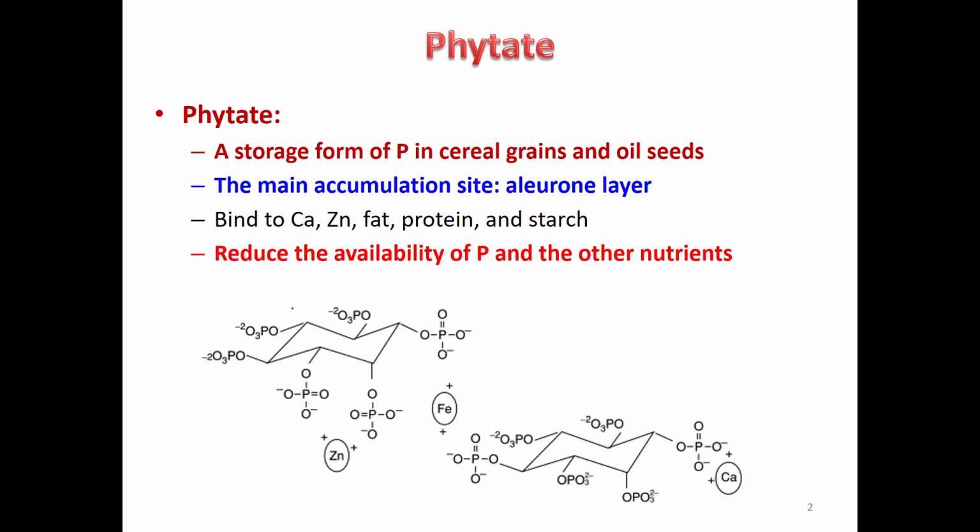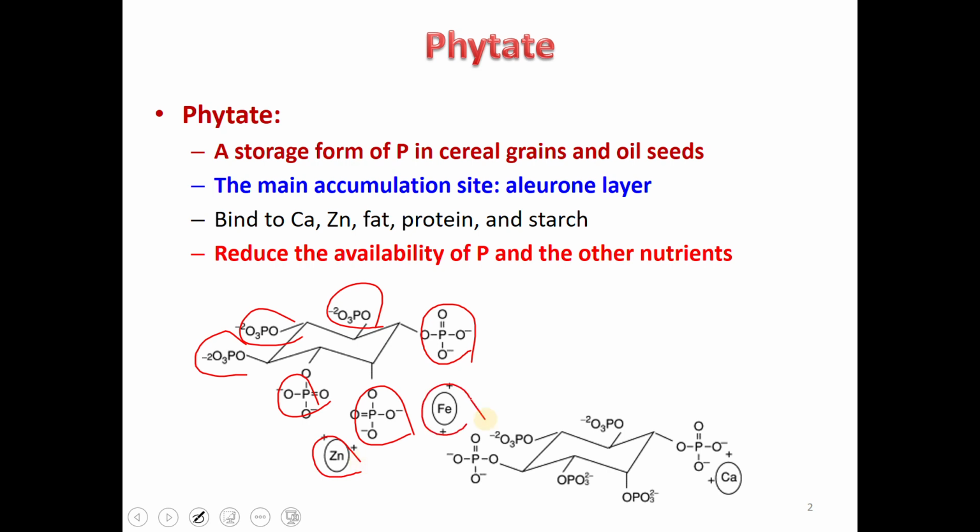And because this phytate binds to phosphate groups, six phosphate groups here, it reduces phosphorus availability. And also it can bind to calcium, zinc, iron, fat, protein, and starch. So phytate can reduce not only phosphorus availability, but also the other nutrient utilization in swine diets.